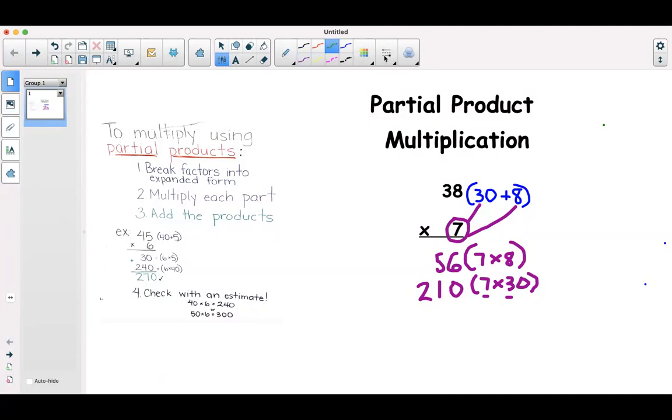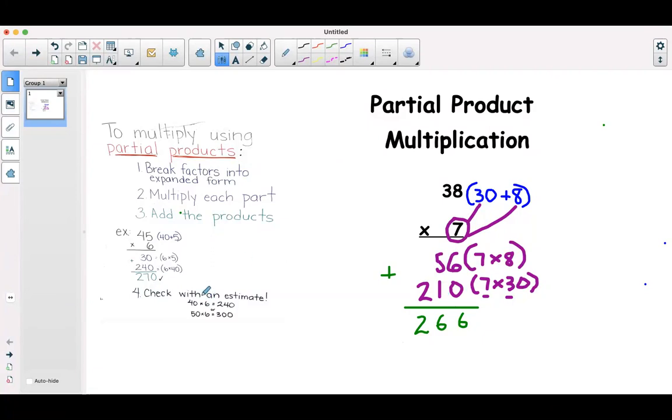Now I am ready for my third and final step, which is going to be to add the products. So I come down here. I'm going to draw a line underneath and a plus sign so I know that I'm adding. And as always, I'm going to start with the ones. So 6 plus 0 is 6. 5 plus 1 is 6. And 2 plus nothing else is 2. So I get an answer of 38 times 7 is 266.